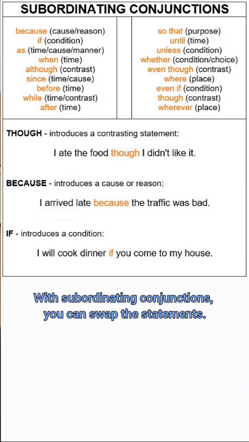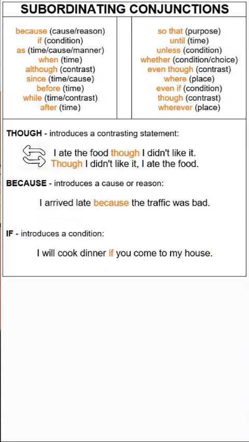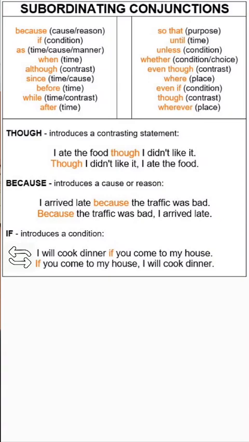With subordinating conjunctions, you can swap the statements. So I can say, though I didn't like it, I ate the food. Because the traffic was bad, I arrived late. If you come to my house, I will cook dinner.